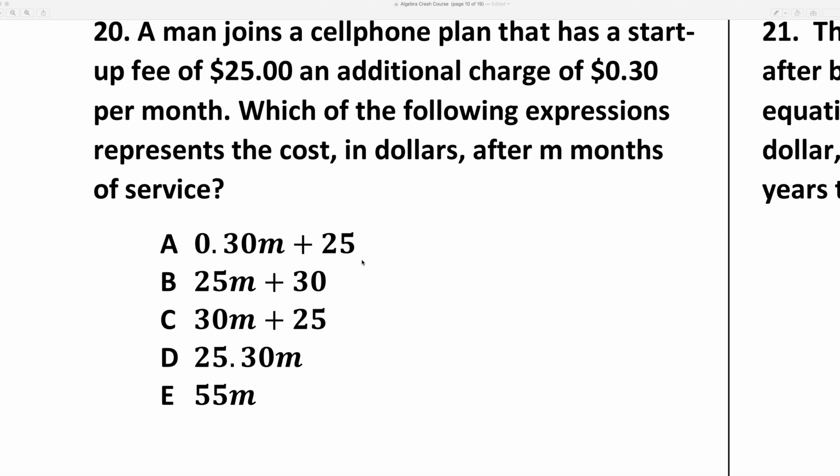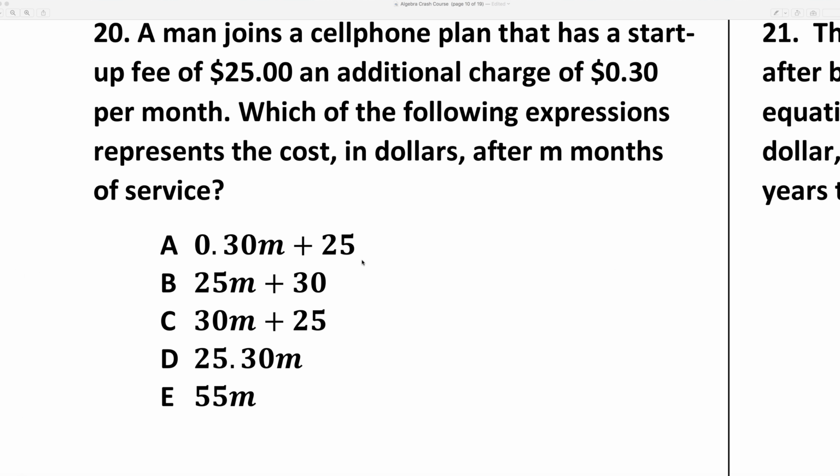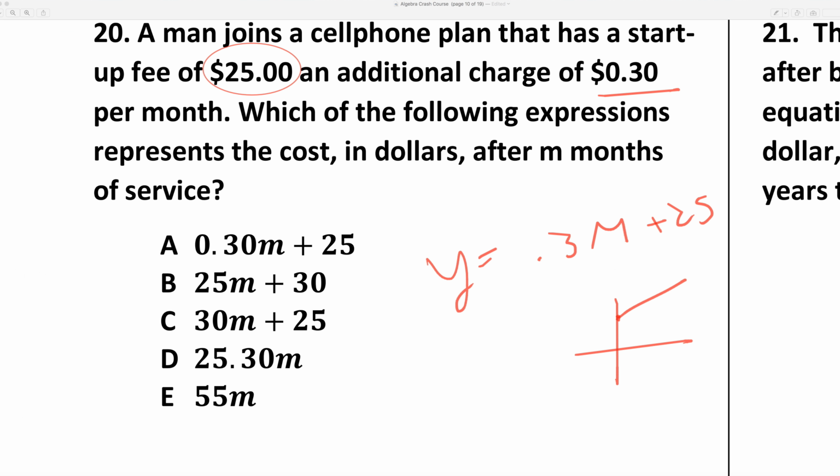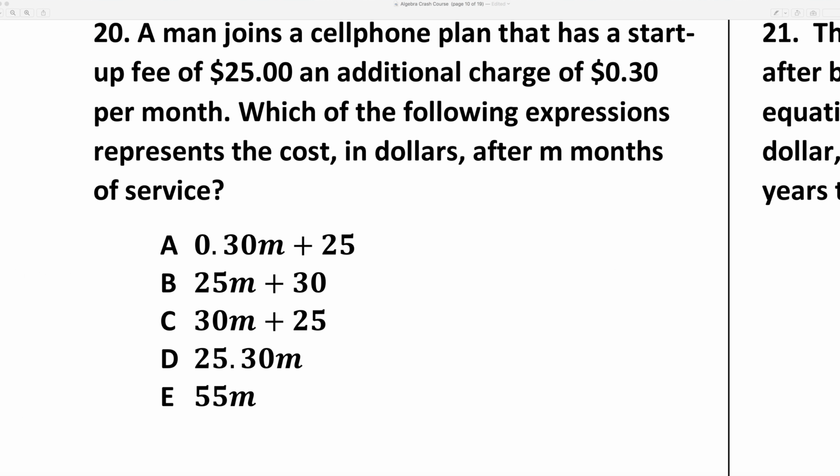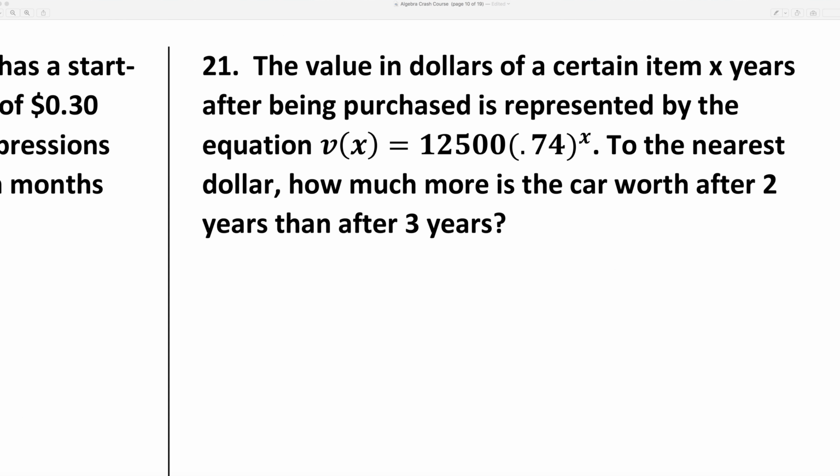Okay, let's look at the next one. A man joins a cell phone plan that has a startup fee of $25. The startup fee is the amount that he starts with right away, so I know that's going to be the y-intercept, and an additional charge per month. So it makes sense: y equals the per month charge multiplied by the number of months, plus the startup fee. He starts at being charged $25 and goes up 0.3 each month. So the answer is 0.3x plus 25. These are important questions.